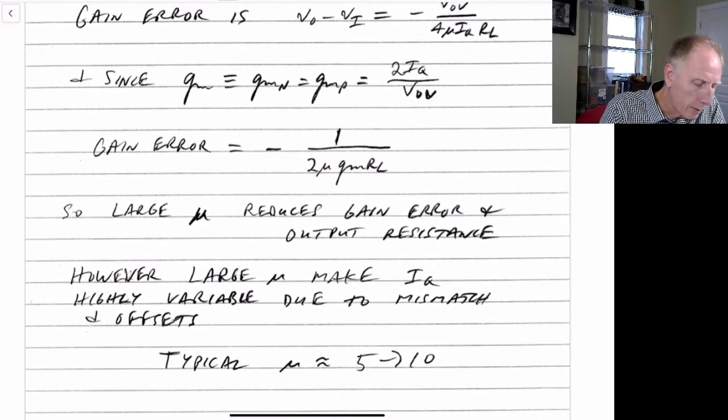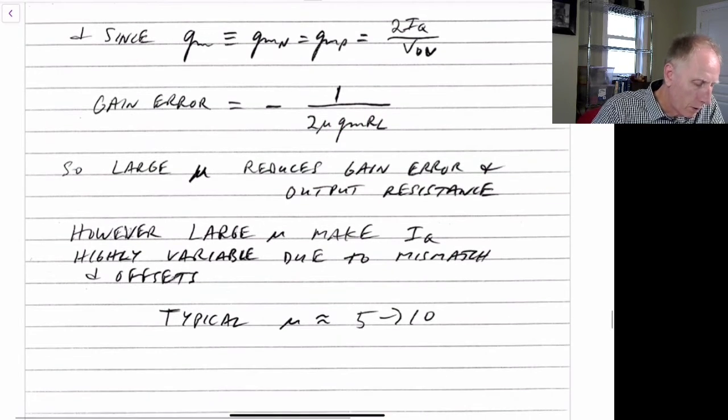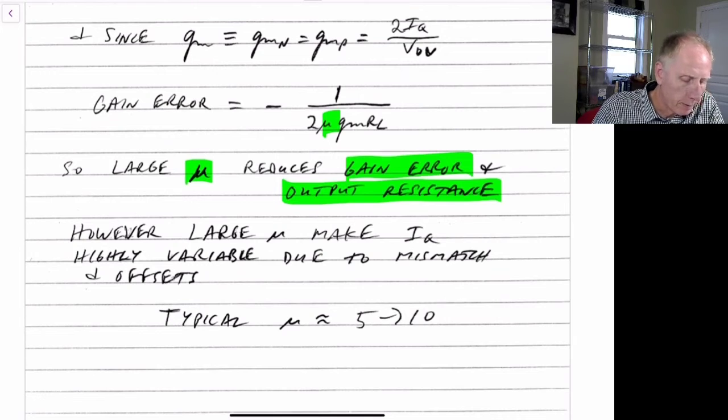So as the currents are changing, we do have GM, which is changing. So mu would remain relatively constant, but GM is changing. And with GM changing, we will get gain error as currents are flowing through the NMOS and the PMOS transistors. So what we do see then is that having a large mu here will reduce our gain error as well as our output resistance.